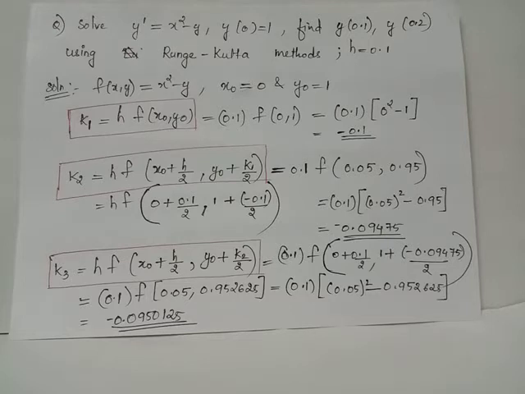We have x naught plus h by 2 equals 0 plus 0.1 by 2, which is 0.05, and y naught plus k1 by 2 equals 1 plus negative 0.1 by 2, which equals 0.95. Therefore, we will evaluate f of x,y at x equals 0.05 and y equals 0.95. Thus, k2 equals 0.1 multiplied to function at 0.05 comma 0.95, which equals minus 0.09475.